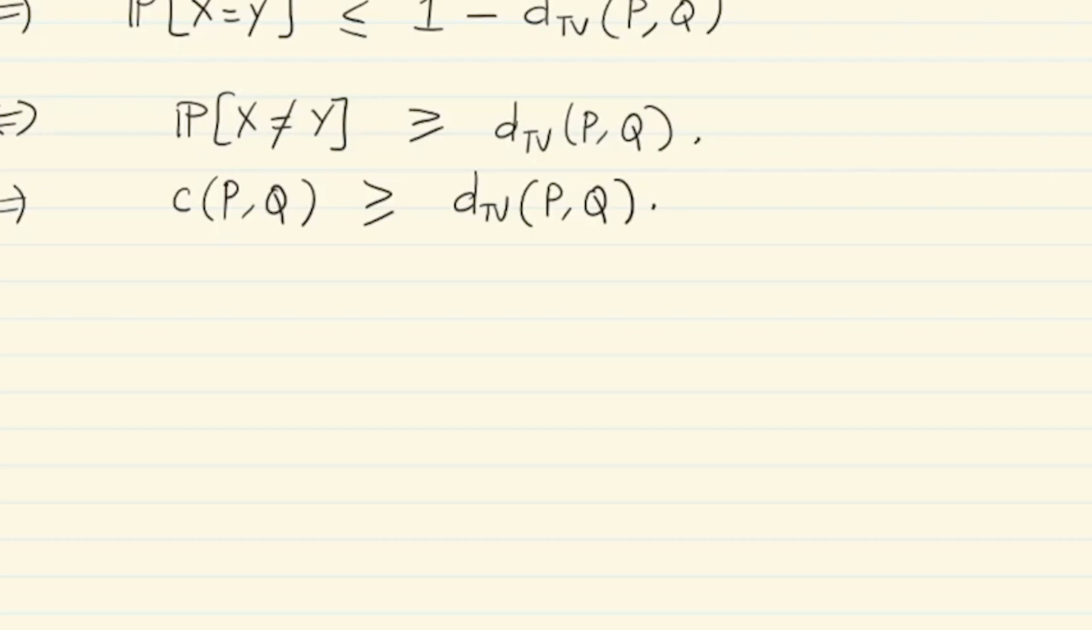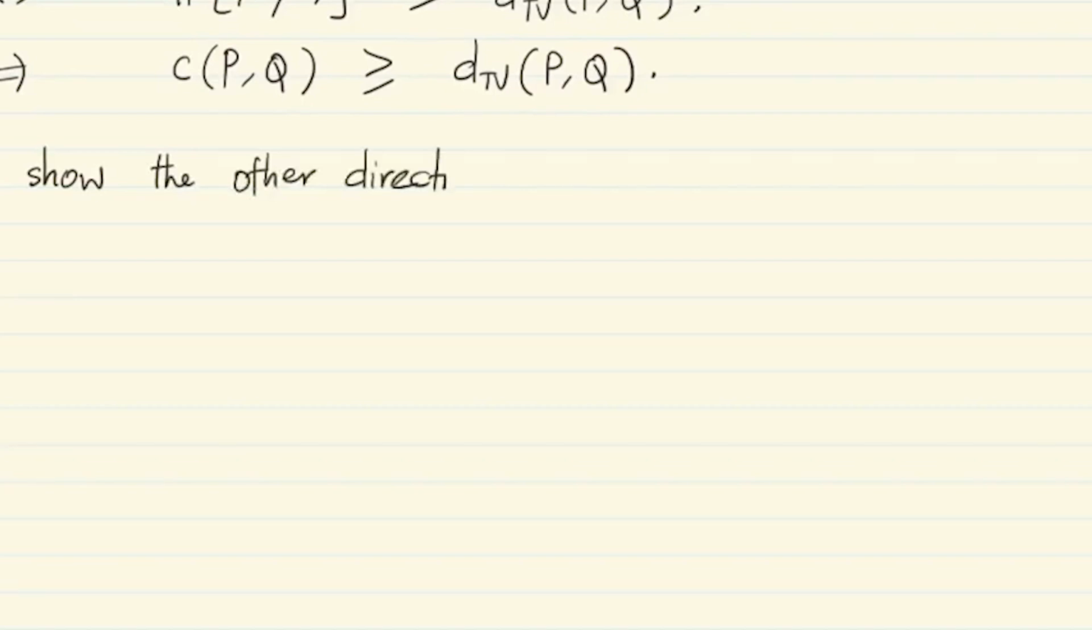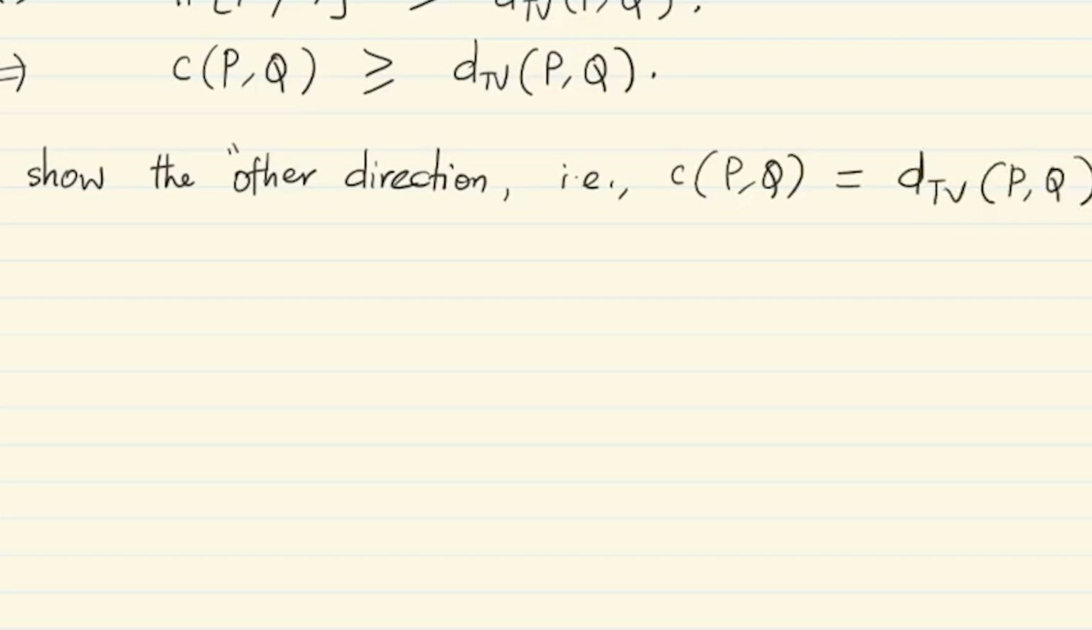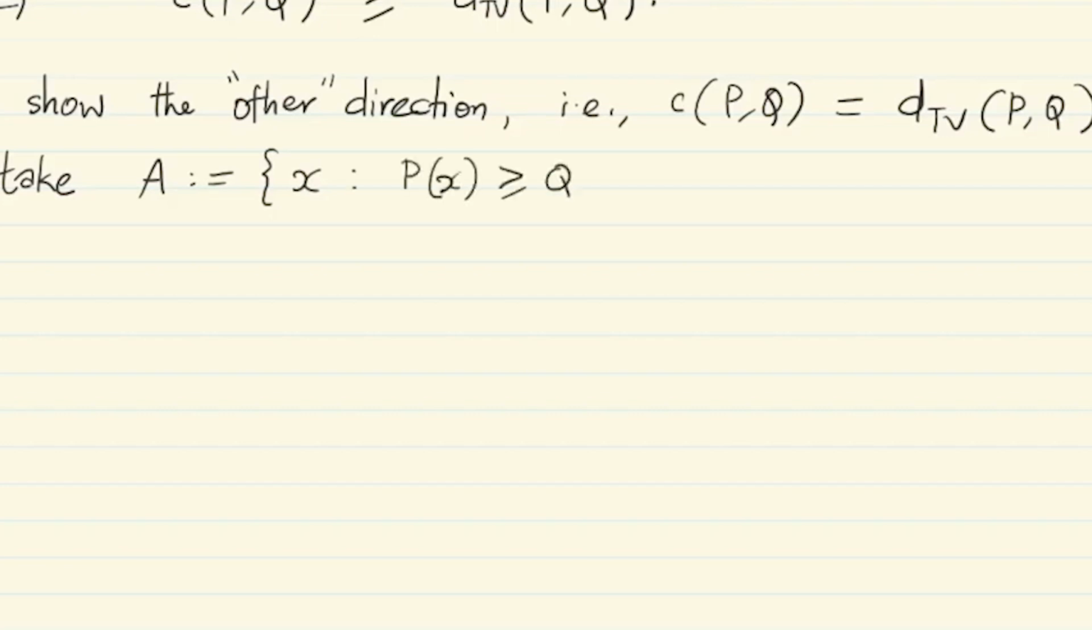So for that we will actually construct an explicit coupling. So to show the other direction, that is the achievability, we will actually show C(P,Q) equals dTV(P,Q). Let's start by taking the subset A as the set of all elements x where P is larger than Q. P is at least Q.